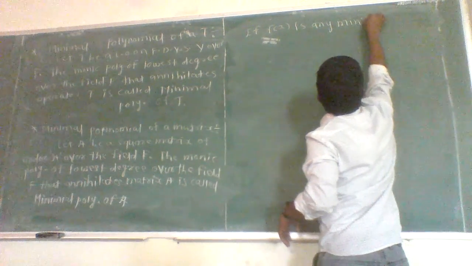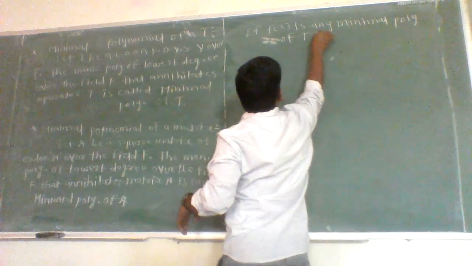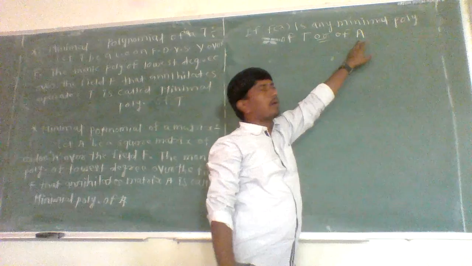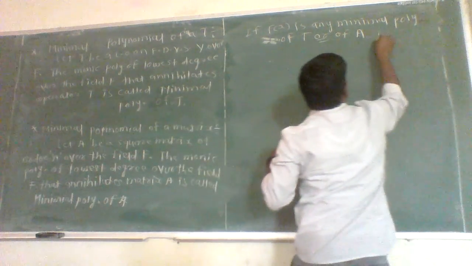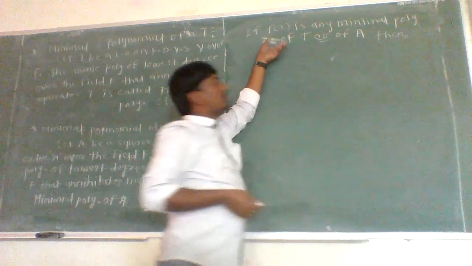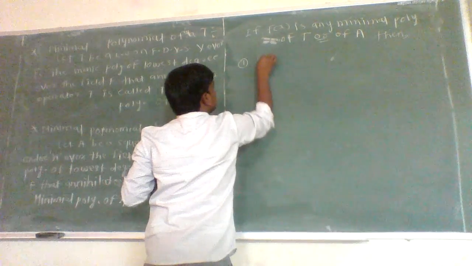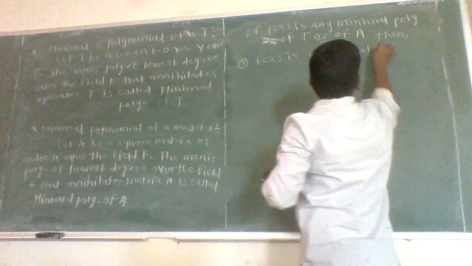of linear operator T or of matrix A. Actually, the minimal polynomial of a linear operator T and the minimal polynomial of the matrix A which represents T with respect to some ordered basis are the same thing. Now, if f(x) is a minimal polynomial of linear operator T or of A, then first, f(x) is a monic polynomial. Every minimal polynomial is a monic polynomial.